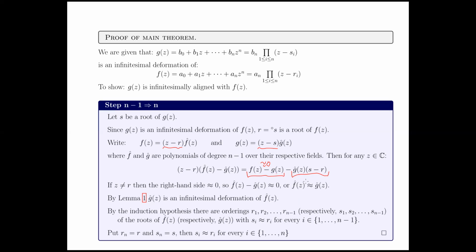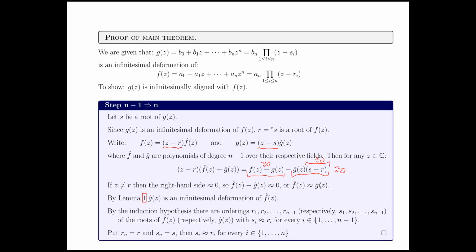How about over here? Well, g hat is finite, at least if Z is not equal to R. If Z is not equal to R, then Z minus S is not infinitesimal. And g hat of z is g of z over a non-infinitesimal, and so it's going to be finite. So as long as z is not equal to r, g hat of z is finite, but this is infinitesimal. So the right-hand side is infinitesimal. And therefore f hat minus g hat is infinitesimal, or f hat is infinitesimally close to g hat for all z with one exception, namely z equals r.